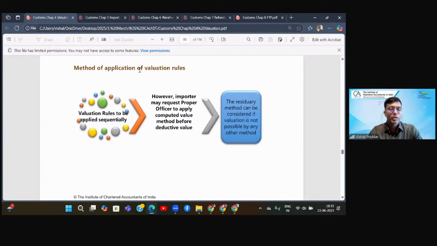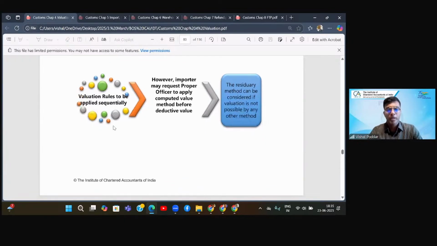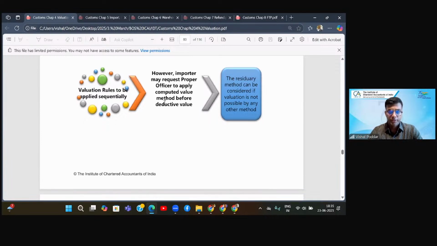Now, what is the method given for application of these rules? First, valuation rules are to be applied sequentially. As I already mentioned, you have to go in sequence. Rule 3, that is our value. Rule 4, identical, similar. Rule 7, deductive. Rule 8, computed, but you can reverse deductive and computed. However, importer may request officer to apply computed value before deductive because this is what even rule 6 says.